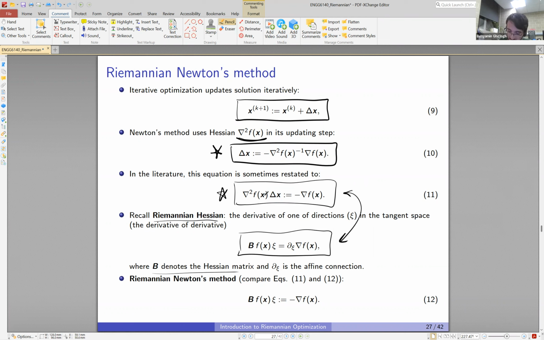Here also, this is the Hessian. This is the Euclidean Hessian. Delta x is the update. This is zeta, the update, the tangent vector. And this is the gradient. Okay. So for Riemannian Newton's method, if you compare equation 11 and this, you will get this: the Riemannian Hessian of f at x applied to zeta equals minus gradient of f of x. So this is Riemannian Newton's method for unconstrained second order optimization.